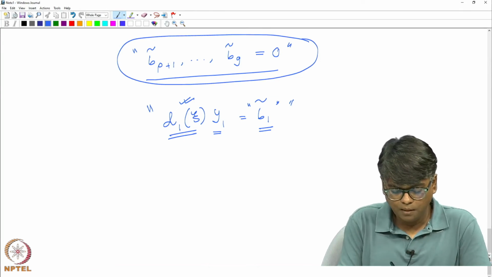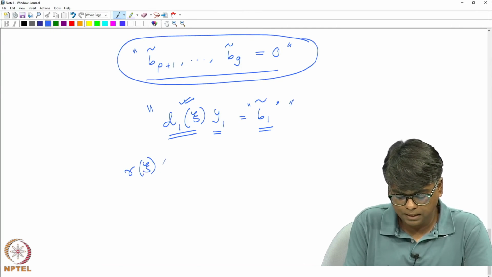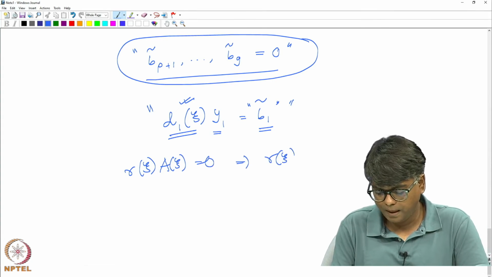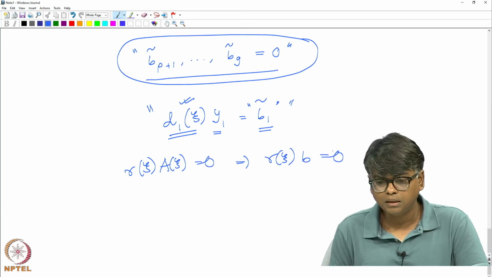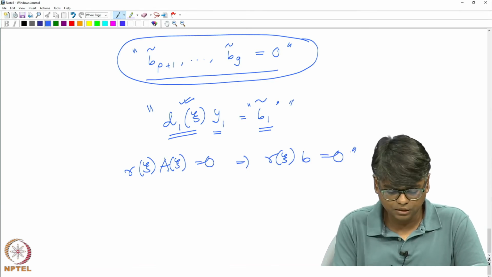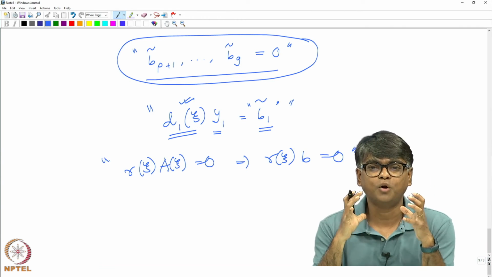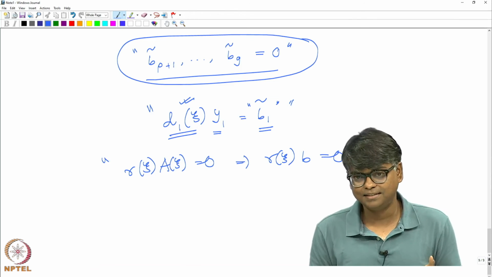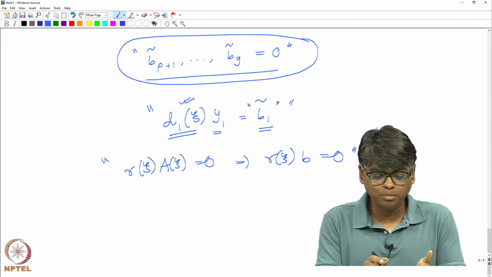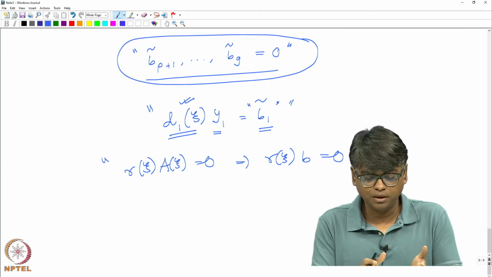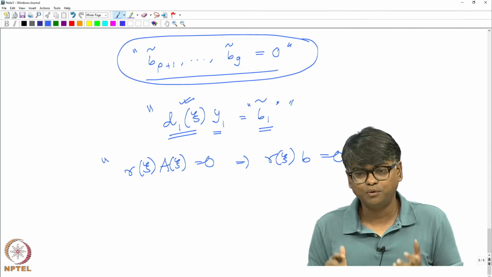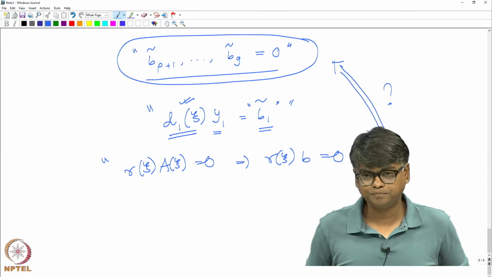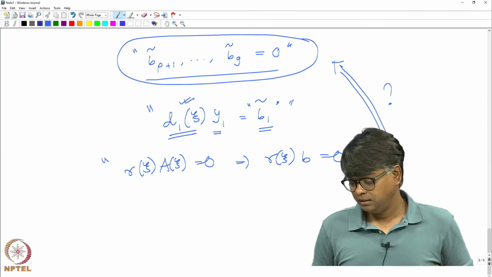What was given to us was that whenever R(ξ)a(ξ) is equal to 0, that implies R(ξ) acting on b is equal to 0. So the point on which this whole proof hinges is whether this condition guarantees that b tilde rho plus 1 up to b tilde g is equal to 0. Does this condition imply this? That is the question. Does it? Well, let us see.